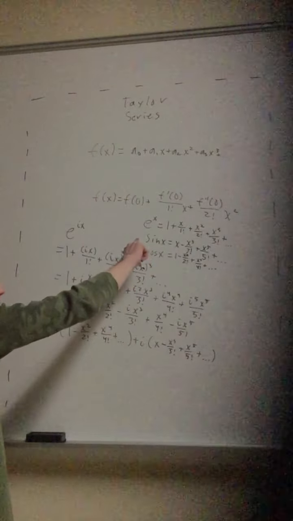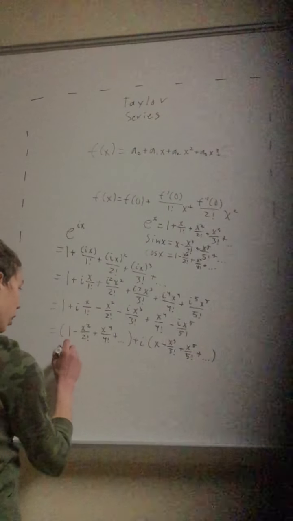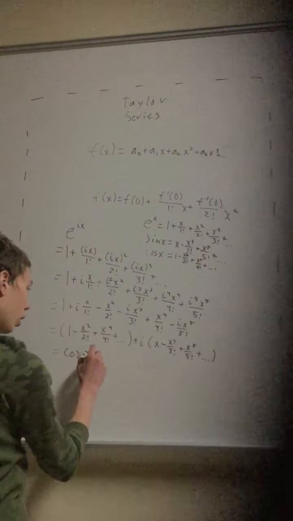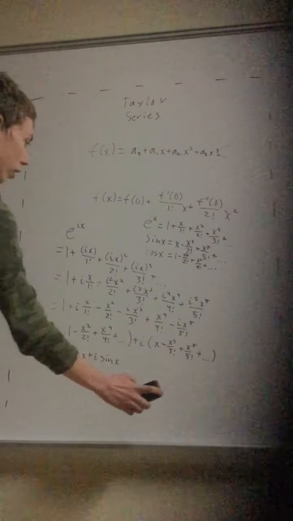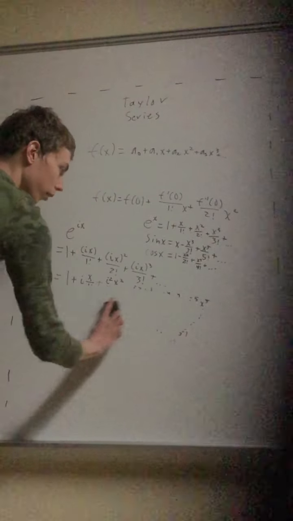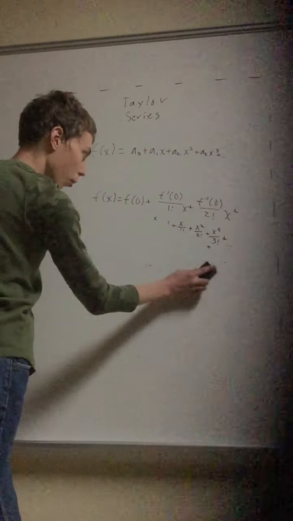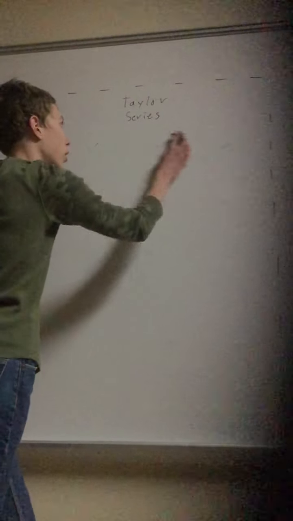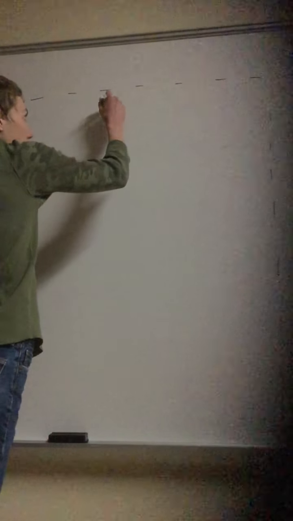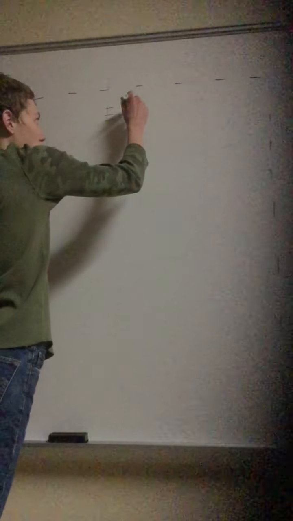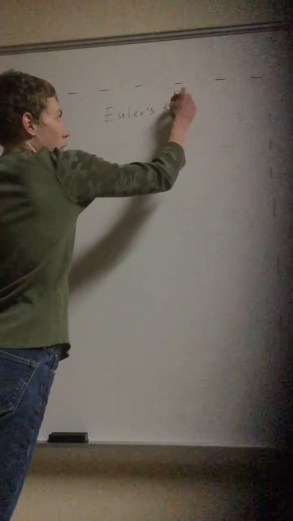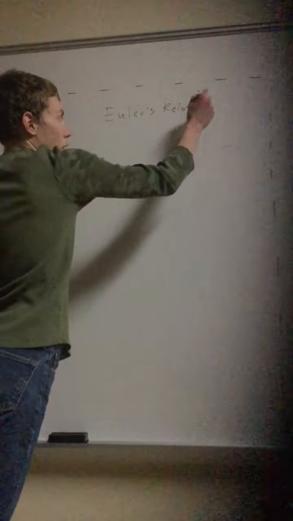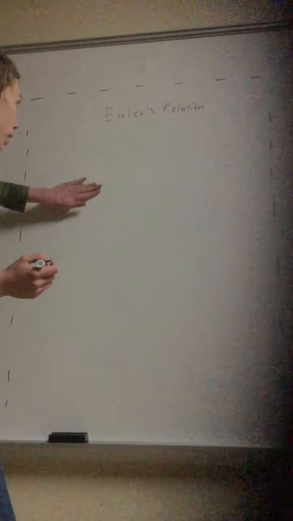And since these series are always true, even for imaginary numbers, this is just cosine x plus i sine x. So, we've got all our use for now out of Taylor series. We don't need them anymore. So, this really cool thing is called Euler's identity, or Euler's relation. Euler was some guy a long time ago that discovered this.